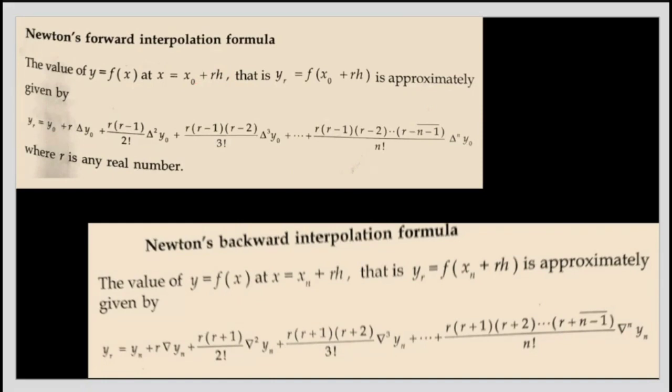Here the r value is nothing but something we have to find. Suppose you are taking this value, the r value will be x minus x naught divided by h, where h is the difference between these two, the common difference. h is the common difference between the values.